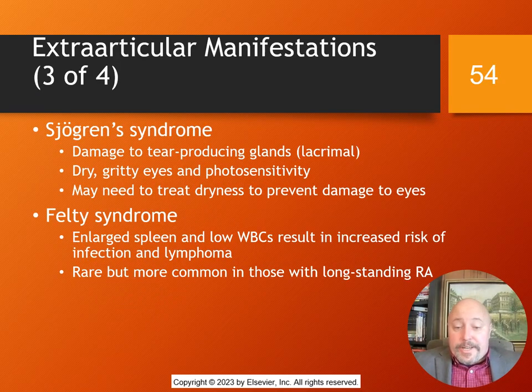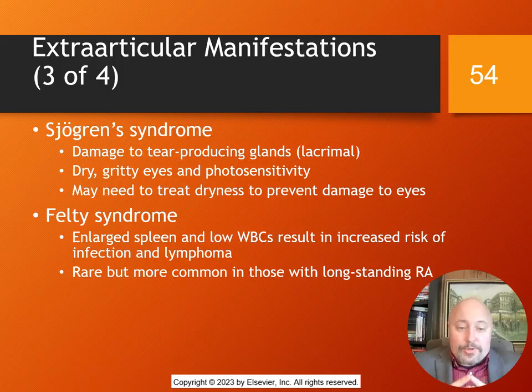Another symptom you're going to see come up, a condition that goes along with a lot of the different rheumatoid conditions we're going to talk about today, is Sjogren's syndrome. This is an autoimmune disease where it's actually damaging the tear glands, the lacrimal glands, and the salivary glands. It goes along with a lot of the autoimmune conditions, where when they have an autoimmune condition such as rheumatoid that's attacking the joints, it's also often damaging those salivary and lacrimal glands. For Sjogren's, it's that damage to the tear production glands, causing dry, gritty eyes, photosensitivity, and we may need to treat that dryness to prevent damage to the eyes.